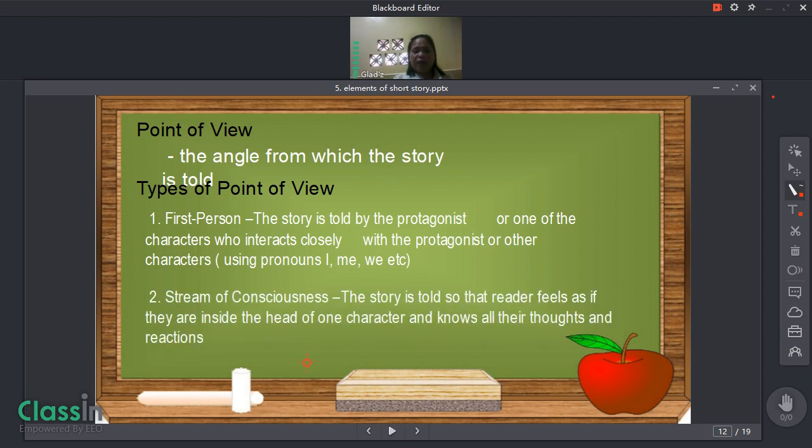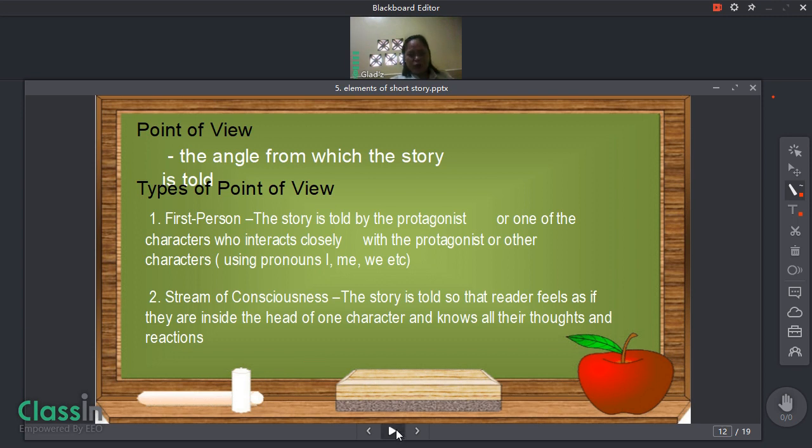While we have the stream of consciousness, wherein the story is told so that the reader feels as if they are inside the head of one character and knows all their thoughts and reactions. So, stream of consciousness is about how the reader is conscious of what he or she is reading or watching. So it feels as if they are inside the head of the character.